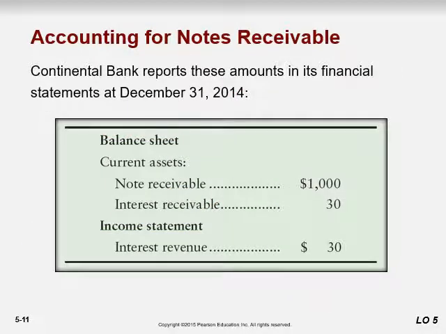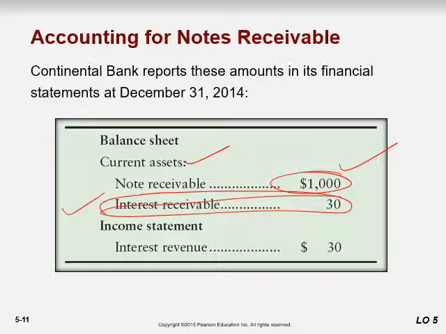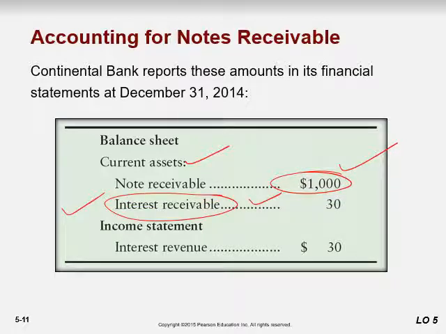So how do we represent the notes receivable in the balance sheet? It is under current assets. So this 1,000 is the notes receivable, and this is the interest receivable. Interest receivable here is also part of current assets, right? And that is also our revenue. Revenue will go to the income statement.